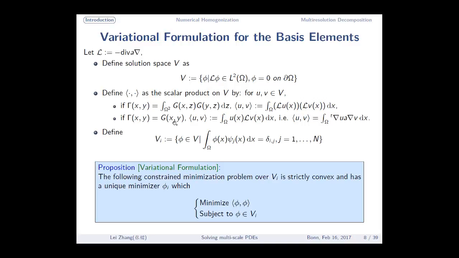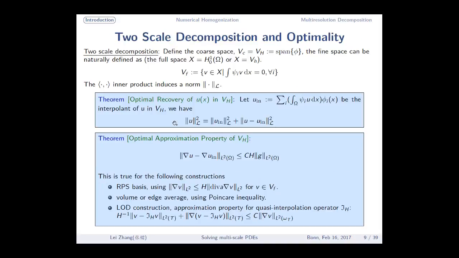So we can have the following variational formulation, and this phi I, the basis which you saw on the previous slide, is just the minimizer of this. It's a constrained minimization problem. At this point it's almost the same as LOD. It's just that you can choose different measurement functions, right? So that's the variational formulation.